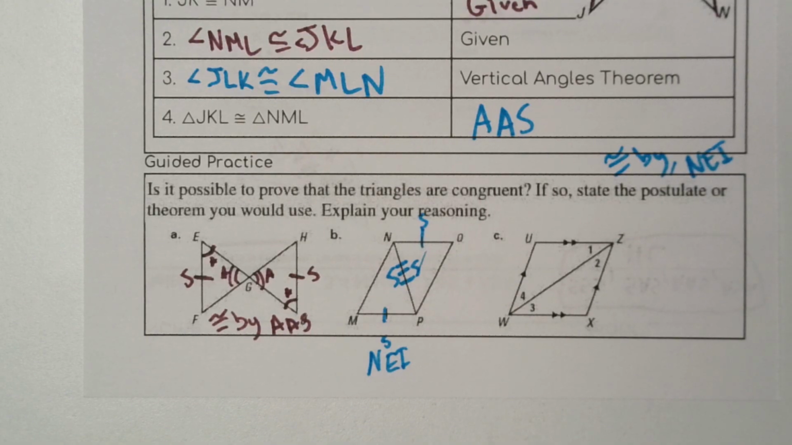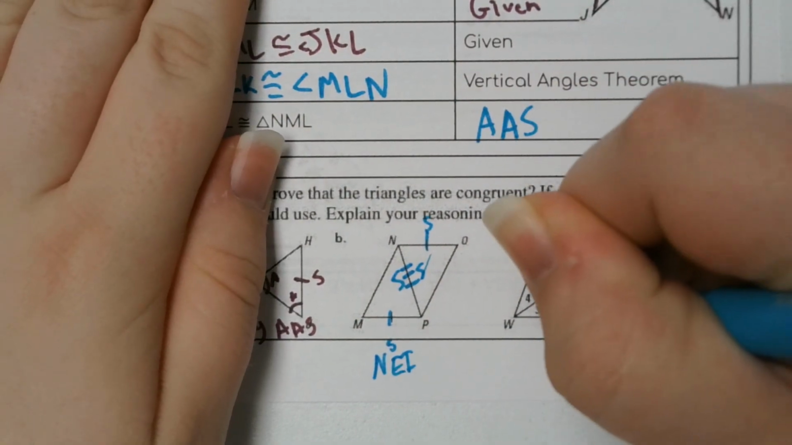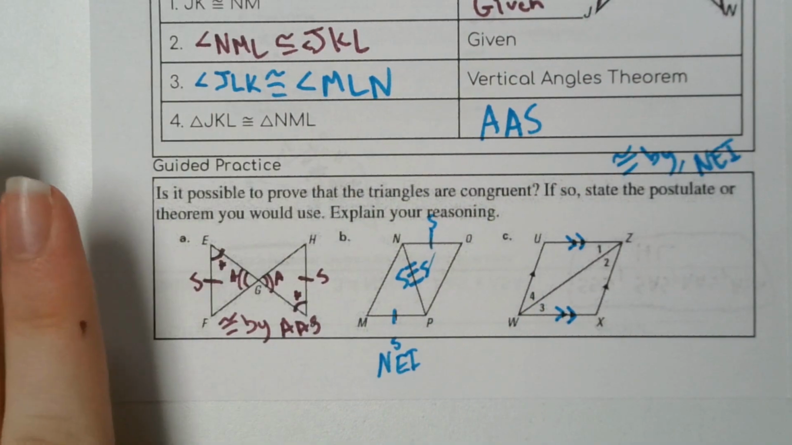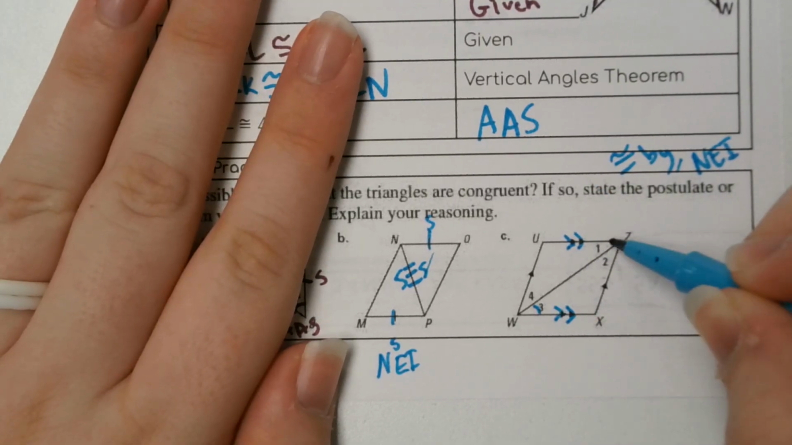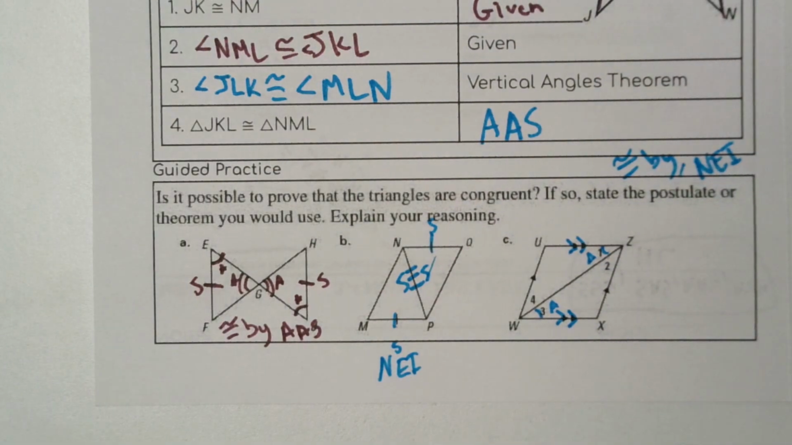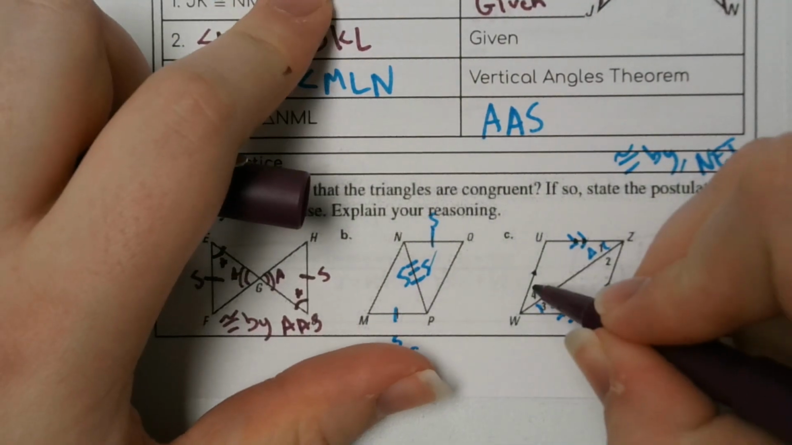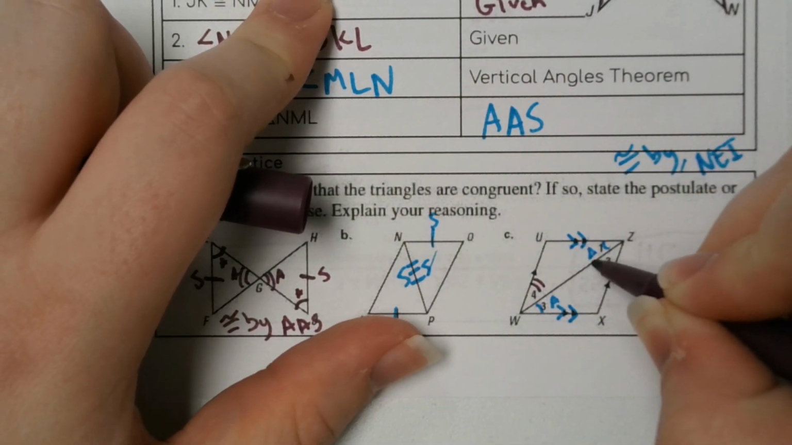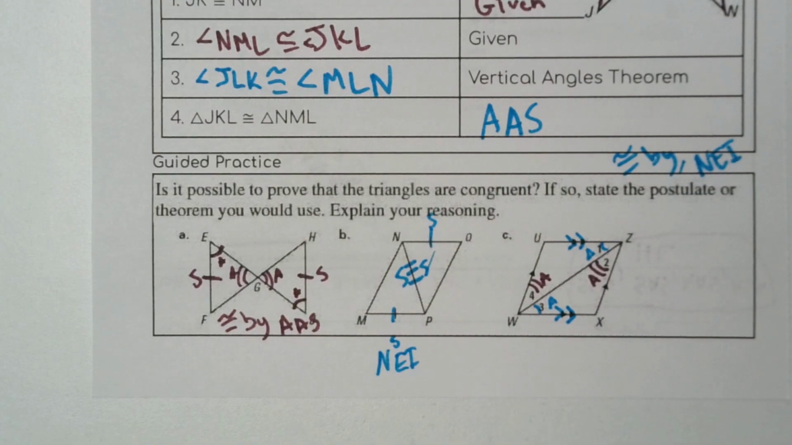All right. Then this last one. These marks, remember, mean that they are parallel, not congruent. So since these are parallel, we can say that the alternate interior angles are congruent. So you have that pair there, 1 and 3, and then 2 and 4 are also congruent. Is there anything else that we can say is congruent?